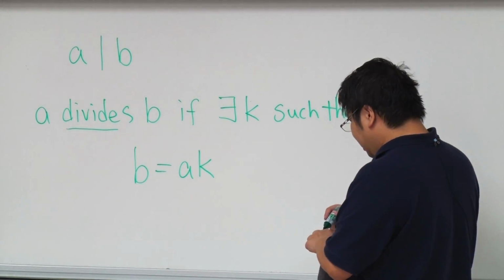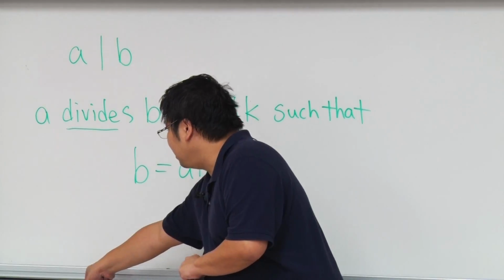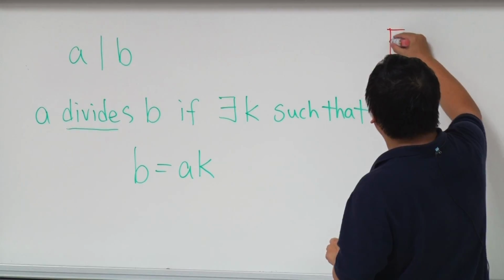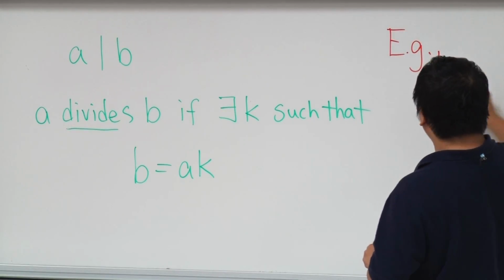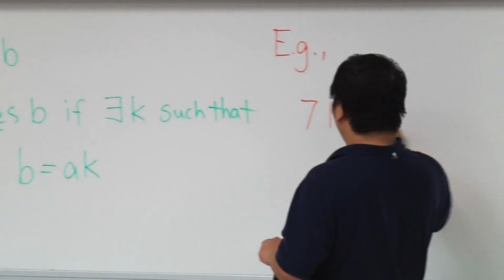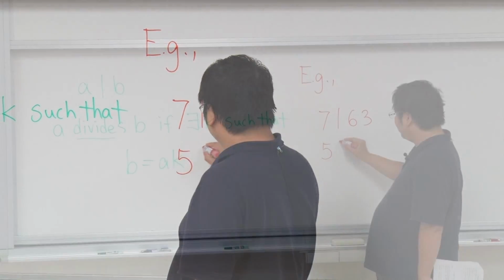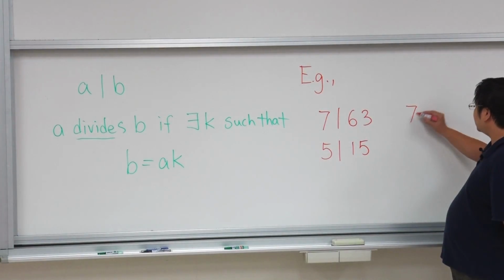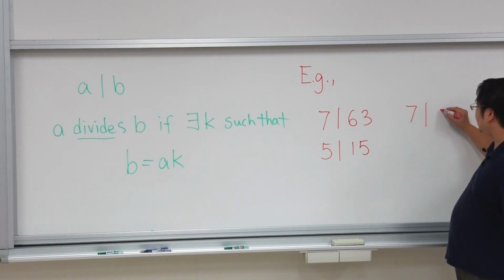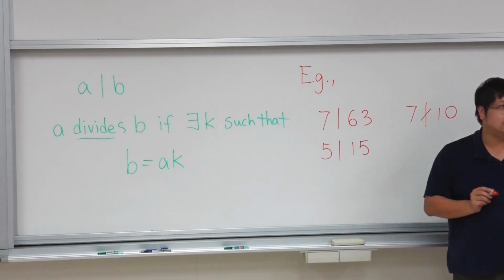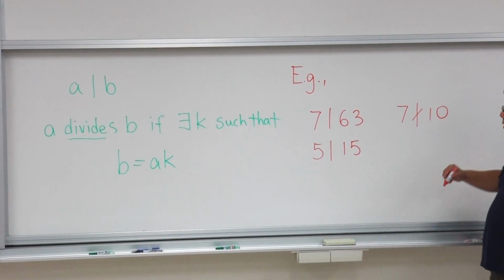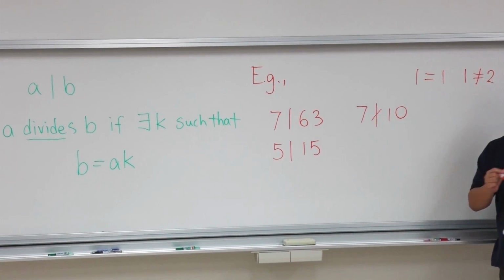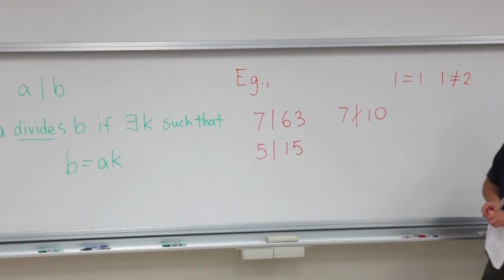For example, 7 divides 63. 5 divides 15. But on the other hand, 7 does not divide 10. In that case, we write it like this: it is like 1 is equal to 1, but 1 is not equal to 2, so we have a stroke there. So here it says 7 does not divide 10.